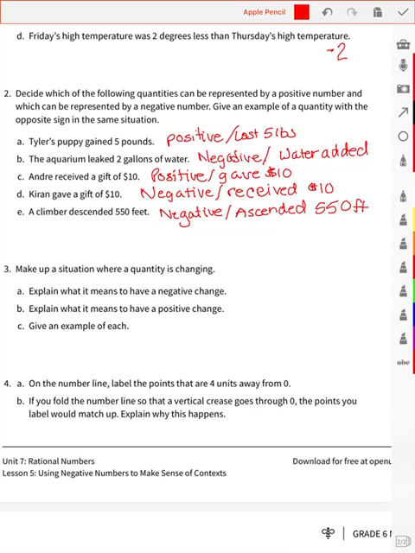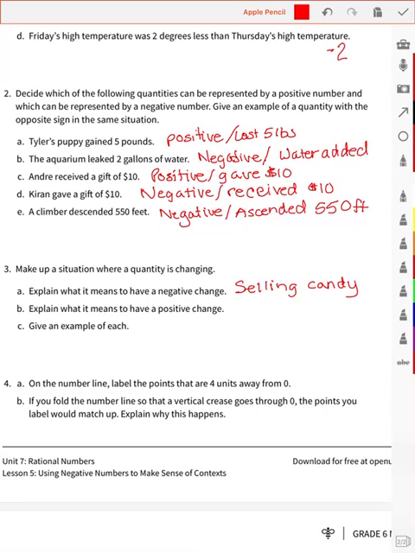Okay, so number 3 says, make up a situation where a quantity is changing. So, what does it mean to have a negative change? So if you're selling candy, every time you sold one, you'd have a negative amount of candy bars.